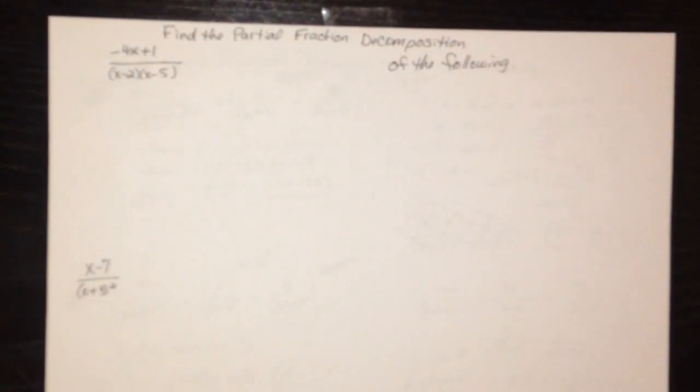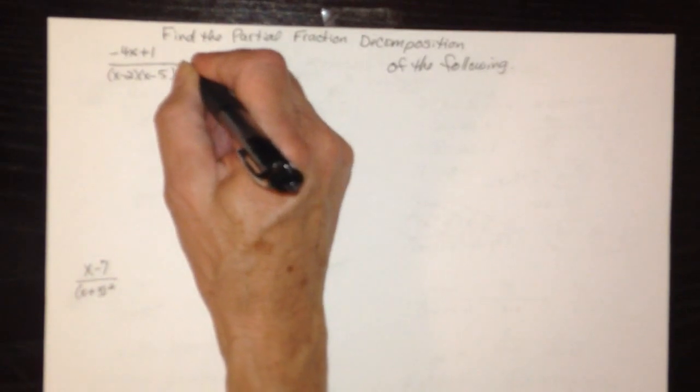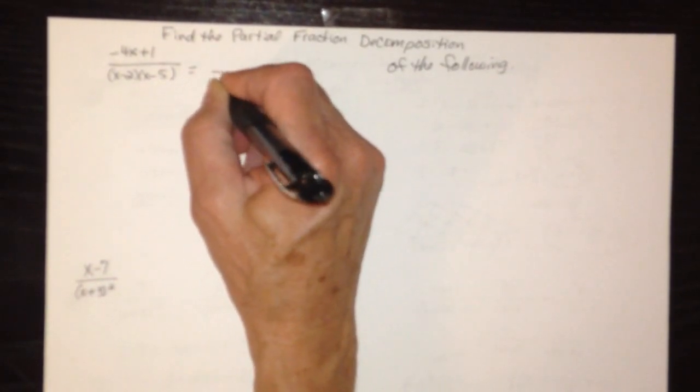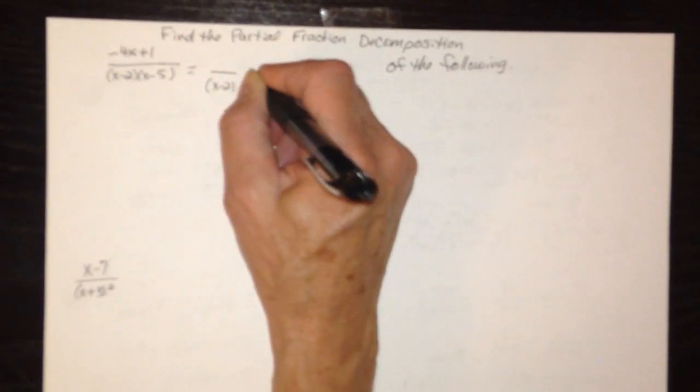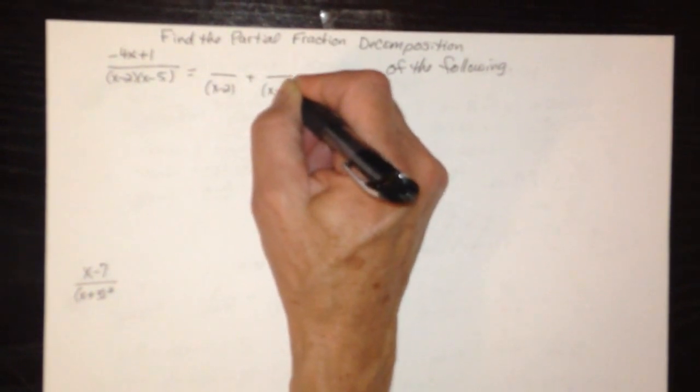In this video, we're going to find the partial fraction decomposition of two rational functions. The first one is negative 4x plus 1 over x minus 2 times x minus 5. We already know how to find the template for these. Let's do the template. This is equal to something over x minus 2 plus something over x minus 5.